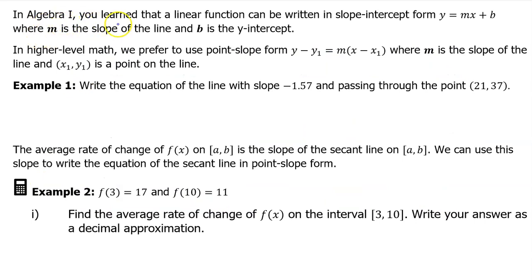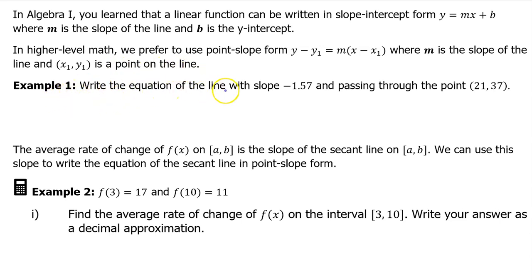In Algebra 1, you learned that a linear function can be written in slope-intercept form y equals mx plus b, where m is the slope of the line and b is the y-intercept. In higher level math, we prefer to use point-slope form. y minus y1 is equal to m times x minus x1, where m is the slope of the line and x1 comma y1 is a point on the line.